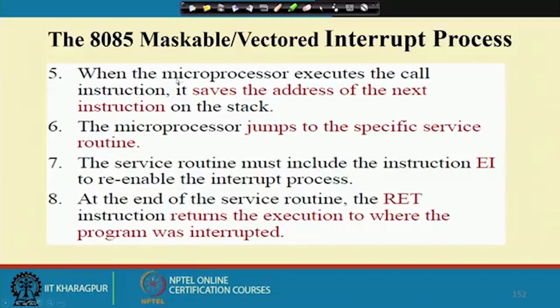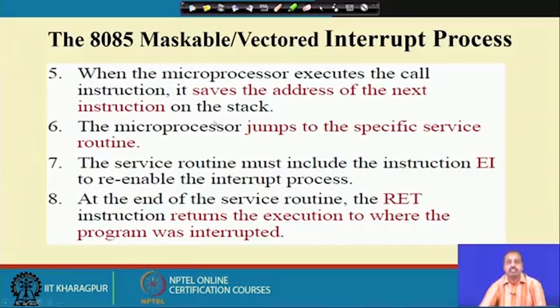When the processor executes the call instruction, it saves the address of the next instruction on the stack. The processor jumps to the specific service routine, and the service routine must include the instruction EI to re-enable the interrupt process. These are the same as in the INTR interrupt process; only the sensing part is different. There should be the RET instruction at the end of the service routine, so that the execution will return from the ISR.